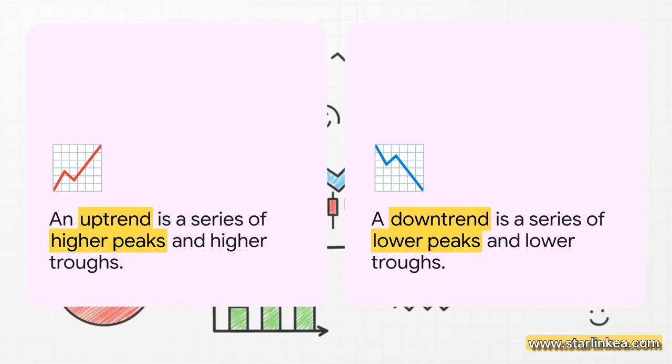So let's break that down just a little bit more. An uptrend is simply a series of higher peaks and higher valleys, kind of like you're climbing up a set of stairs. And a downtrend? You guessed it, it's the exact opposite, a series of lower peaks and lower valleys, like you're walking down those same stairs. That simple structure, that's the whole key to spotting them.